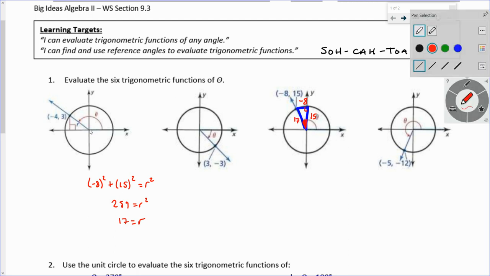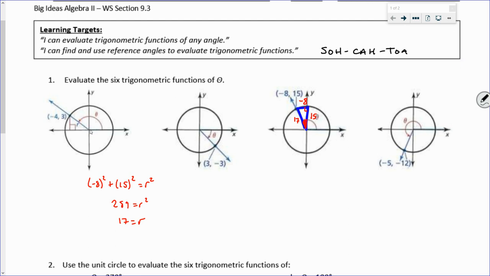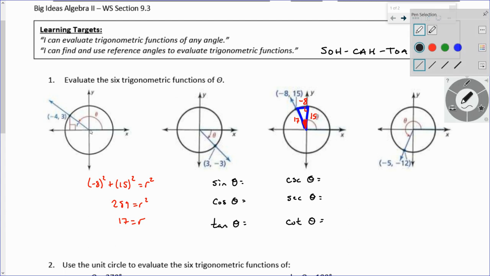So now we want to go sine of sigma, cosine of sigma, tan of sigma, then cosecant of sigma, secant of sigma, and cotangent of sigma. And now I can just start rolling through these definitions.